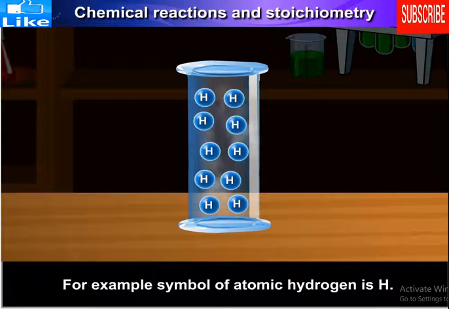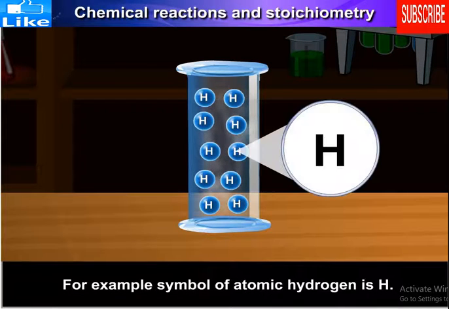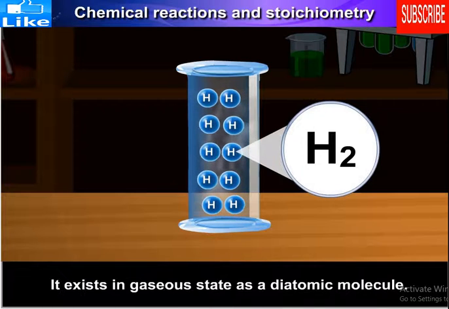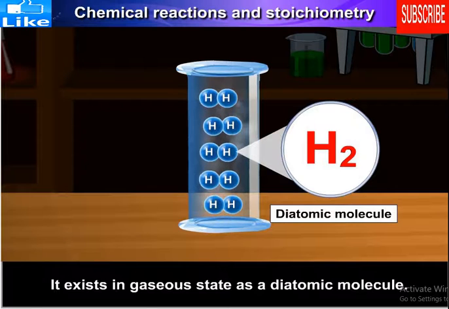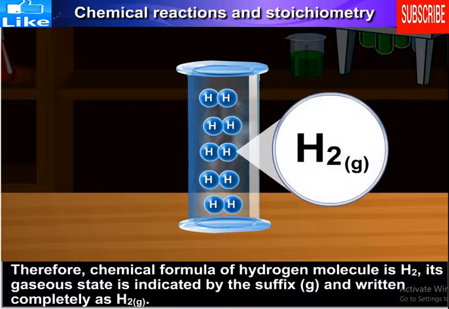For example, the symbol of atomic hydrogen is H. It exists in gaseous state as a diatomic molecule. Therefore, the chemical formula of a hydrogen molecule is H2. Its gaseous state is indicated by the suffix g and written completely as H2(g).